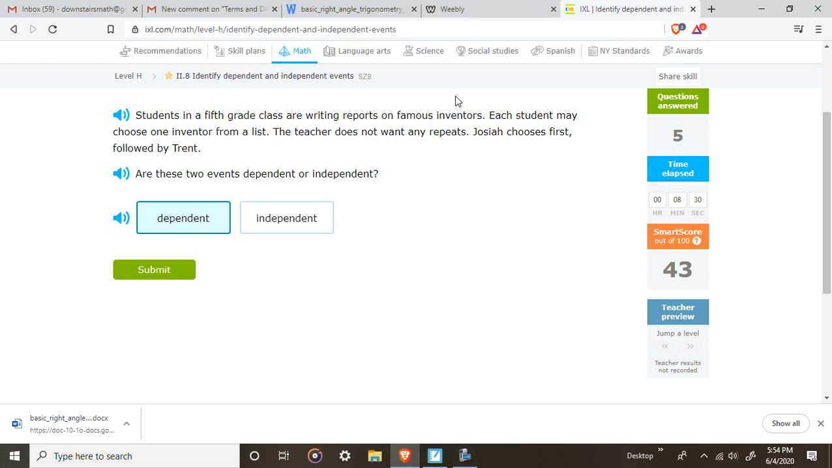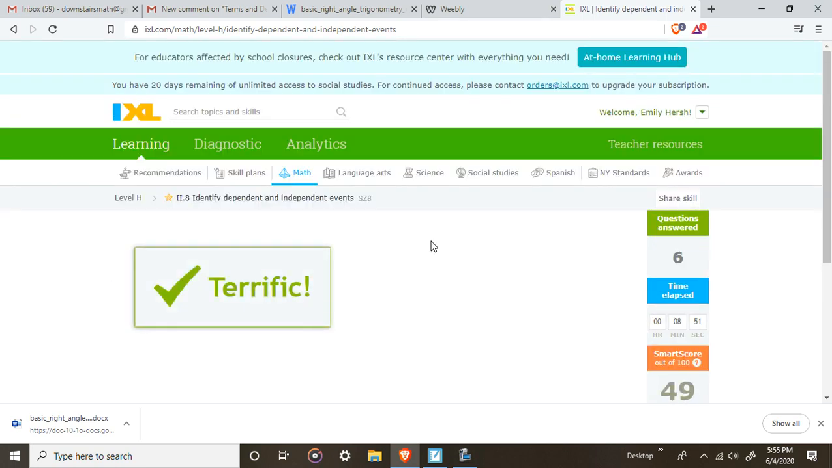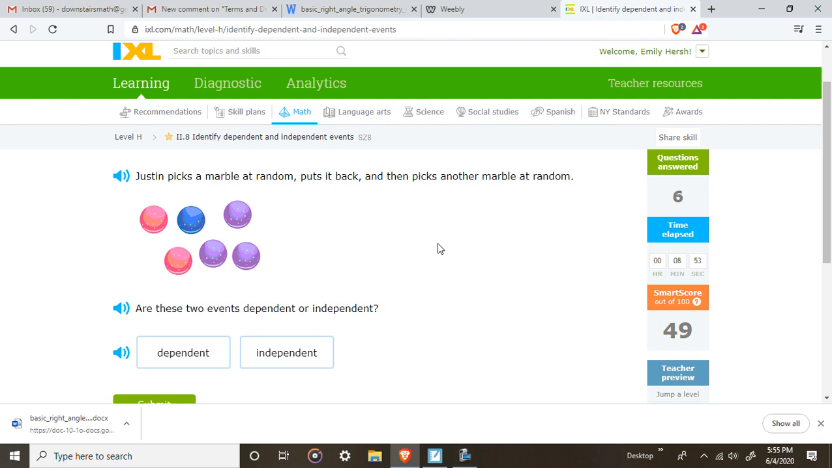Well, they're dependent, right? Josiah chooses first, so he has a choice of everybody on the list. Let's say Josiah chooses, I don't know, Tesla, right? Well, that means that Trent can't choose Nikola Tesla. He's got to choose from the rest of the people on the list, right? So these would be dependent because what Josiah chooses impacts what Trent's doing, okay? So anyway, I hope that clarifies things for you.